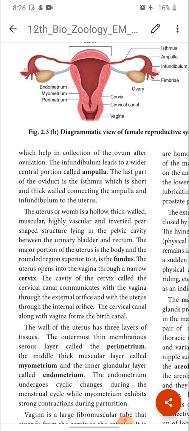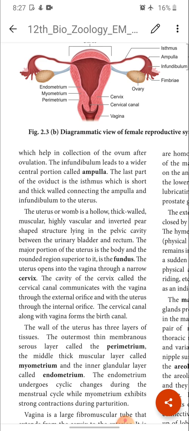Then you will get a question: what are the various parts of the fallopian tube? The proximal part, the infundibulum, leads to the ampulla, which is a wider part, and the last part is short and thicker, called the isthmus. So these are about the fallopian tube. The function of the isthmus is to connect the infundibulum and ampulla to the uterus. That's all, children, about the fallopian tube.